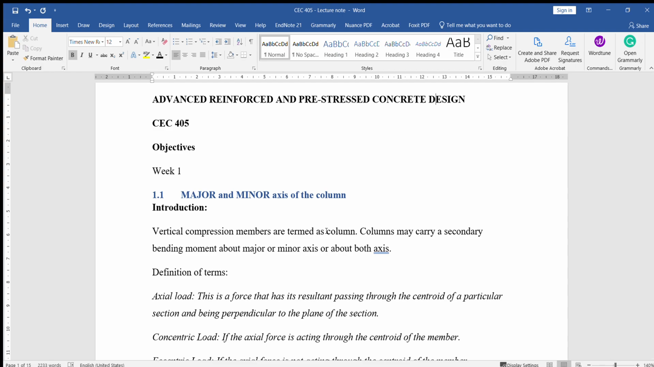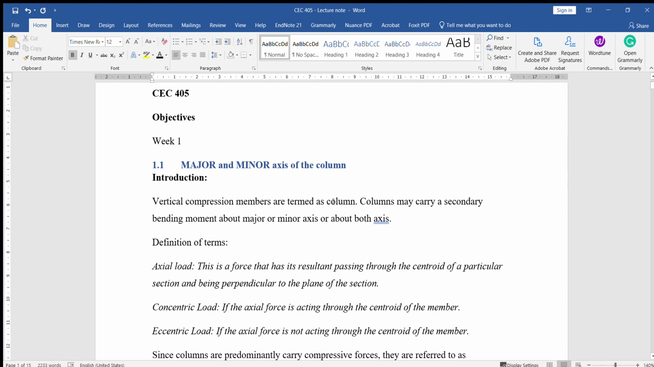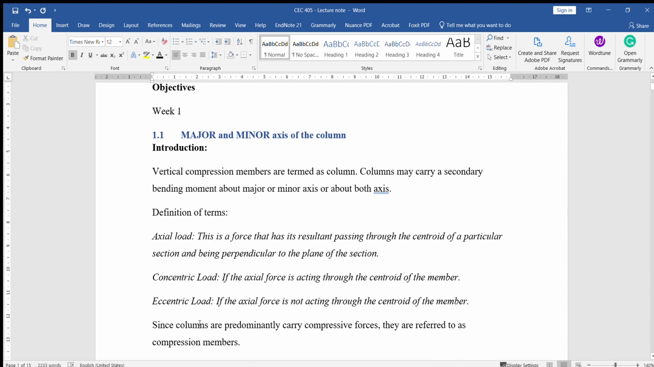Now, when you are applying the load directly at the center of the column, then you refer to it as concentric load. That is, it is concentrated at the center. However, if the axial force is not acting through the centroid of this member, then we refer to it as eccentric load. Now, since columns predominantly carry compressive forces, they are referred to as compression members. That is, they only carry compressive forces.